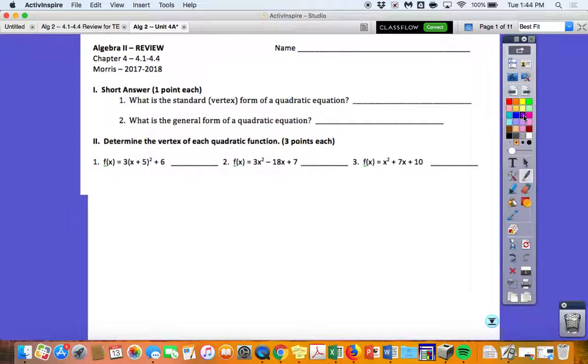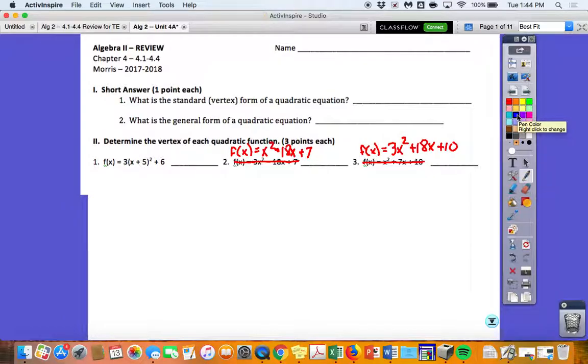Right here at the beginning, before I get started, just know that I've got some corrections. You should already see it on your paper that I changed these problems. So this is f of x equals 3x squared plus 18x plus 10. And then this one is going to be f of x equals just a regular old x squared minus 18x plus 7. Okay. So with that being said, let's go ahead and get started. Hopefully there won't be any more corrections.